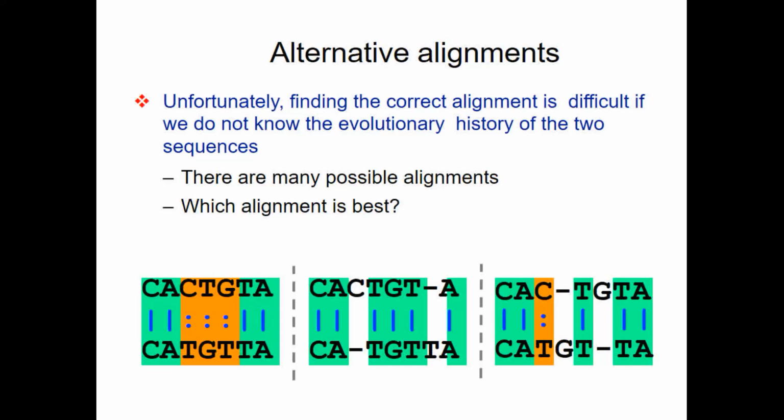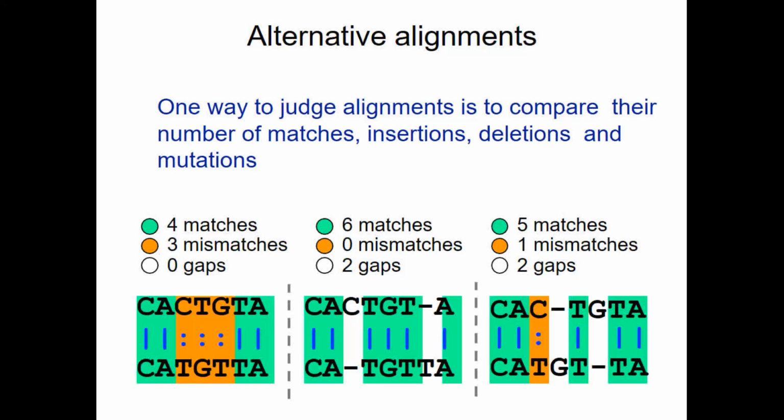Unfortunately, finding the correct alignment is difficult if we do not know the evolutionary history of the two sequences. So there are many possible alignments. In this case, there are 3 possible alignments, and which alignment is the best? One way to judge alignments is to compare their number of matches, insertions, deletions, and mutations. The first alignment here has 4 matches and 3 mismatches. The second one has 6 matches and 2 gaps. The third one has 5 matches, 1 mismatch, and 2 gaps.